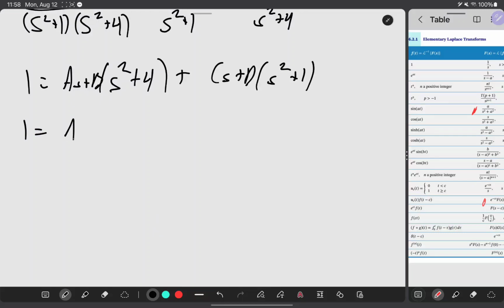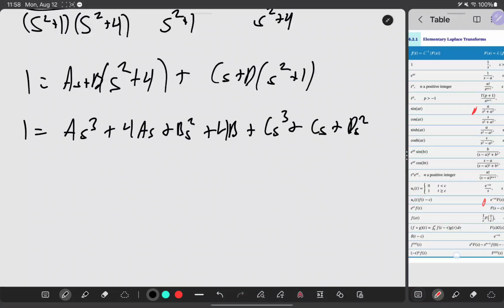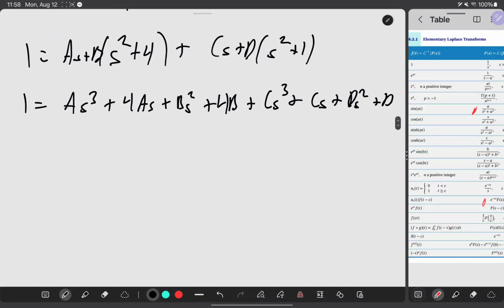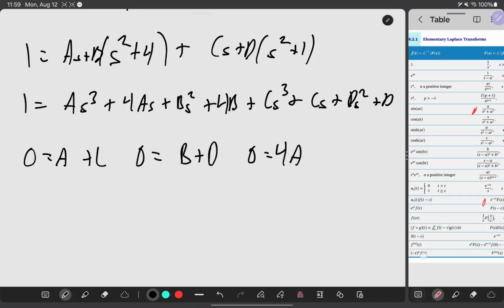So let's go ahead and distribute. As cubed, FOIL, plus 4as plus bs squared plus 4b plus cs cubed plus cs plus ds squared plus d. 0 is equal to a plus c. 0 is equal to b plus d. 0 is equal to 4a plus c. 1 is equal to 4b plus d.